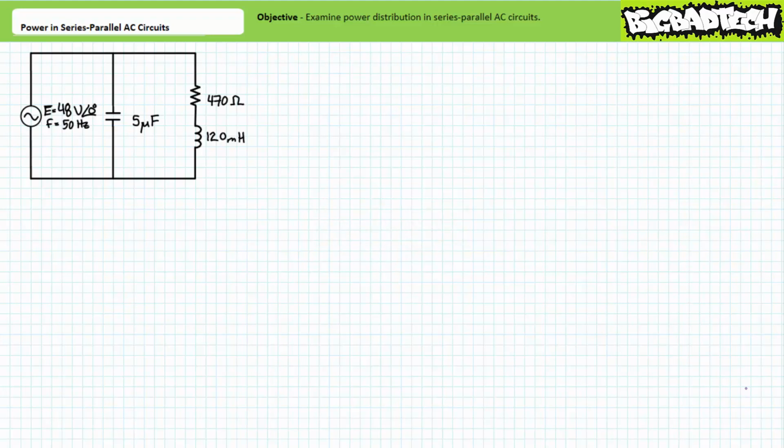Our first example problem features a series parallel combination of three elements. The first element is a 5 microfarad capacitor. The second element is a 470 ohm resistor. The third element is a 120 millihenry inductor. The source has an effective value of 48 volts and an excitation frequency of 50 Hz.